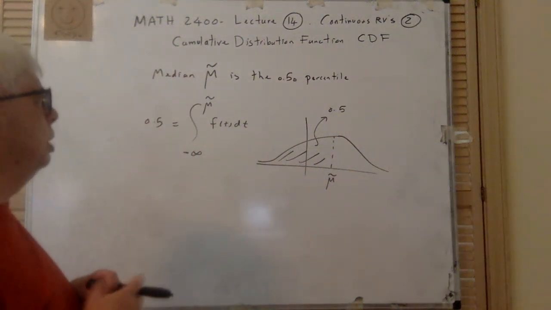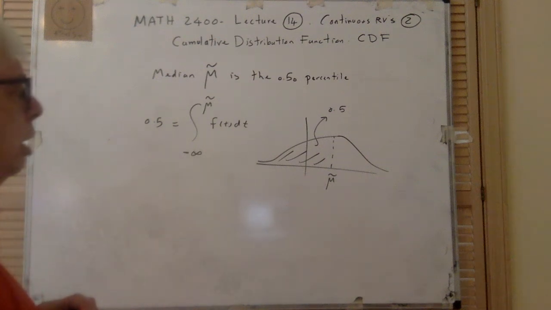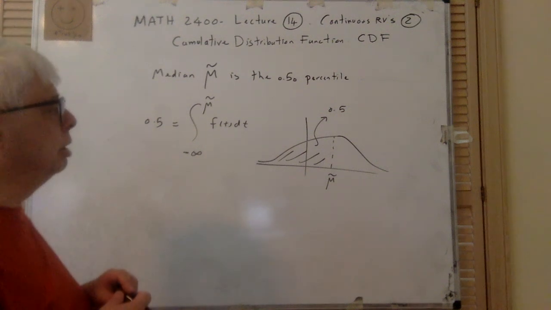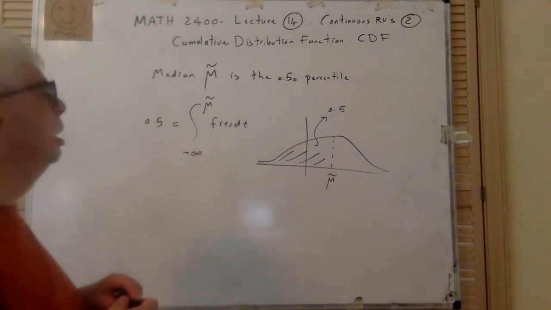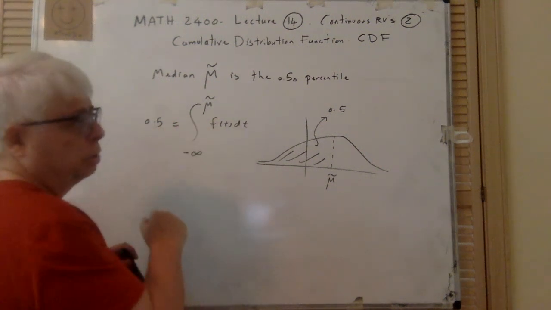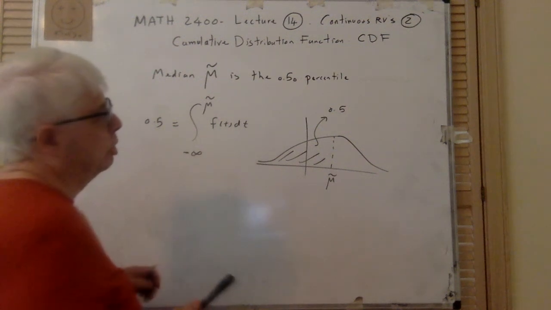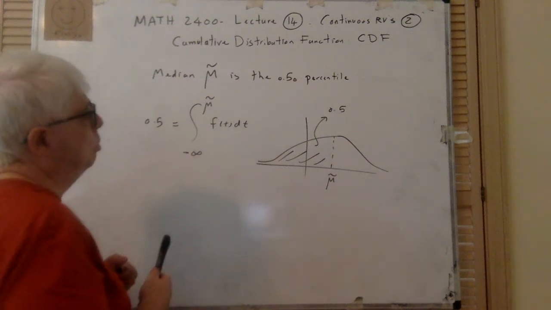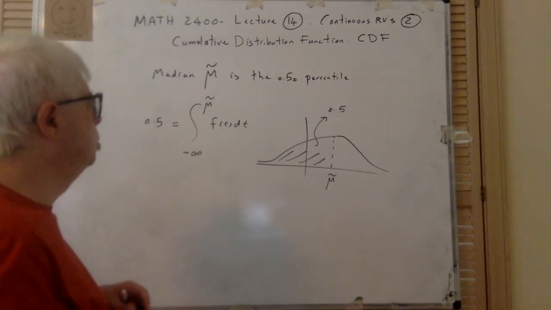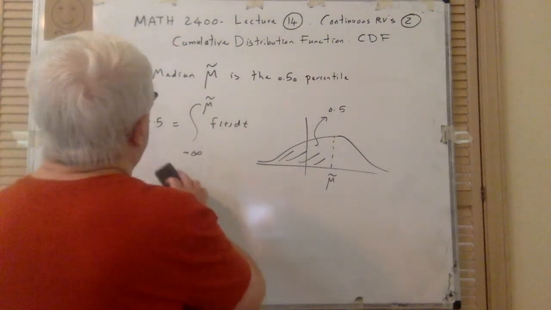Now this is the median, and we know what the mean is, but I haven't defined mean here. So let me define mean here and then compare with median. So you have to solve this thing. If f(t) is given to you, you find this integral from minus infinity to mu tilde, and then solve for mu tilde. Sorry. Now, what is mean?